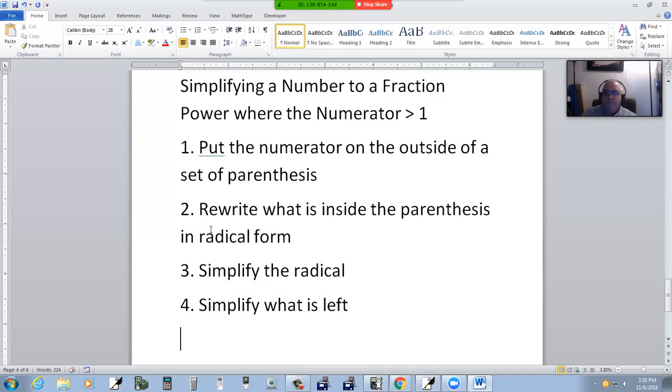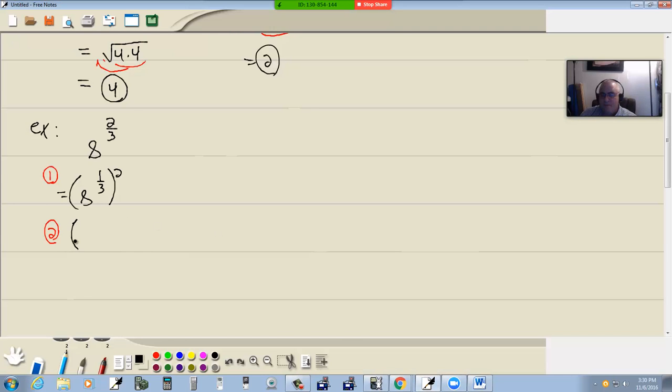Step 2. Rewrite what is inside of parentheses in radical form. Well, this gets rewritten as the cube root of 8 to the 1st. Again, whatever number's on the bottom here, that's your index. Whatever number's up on top, that's whatever power goes right here.